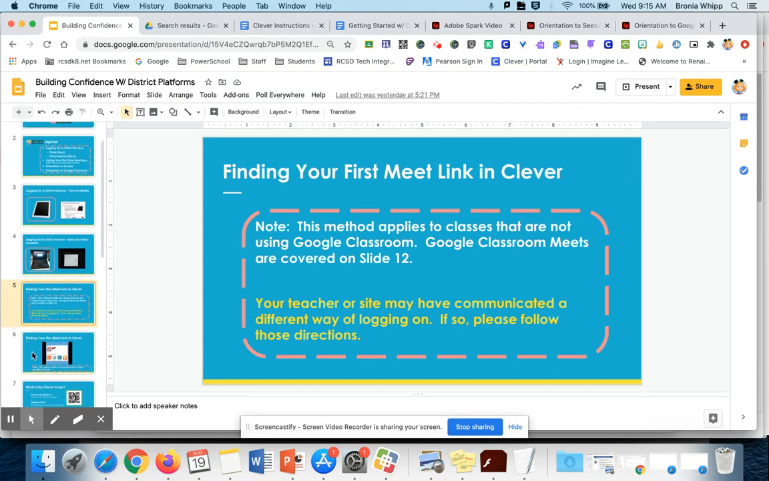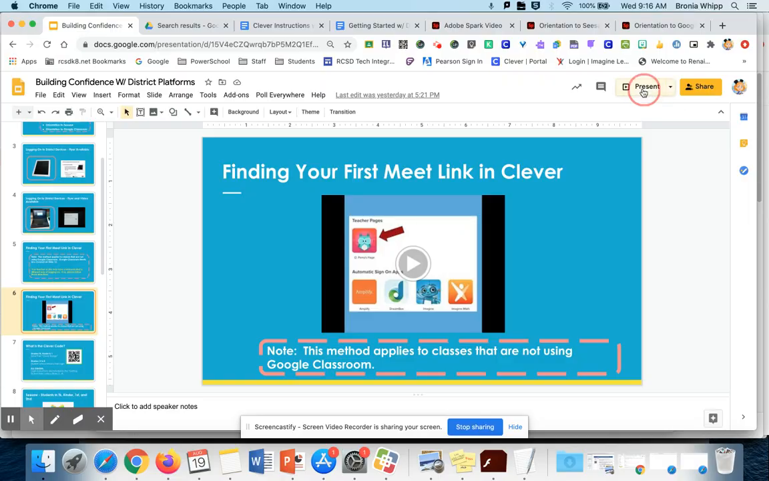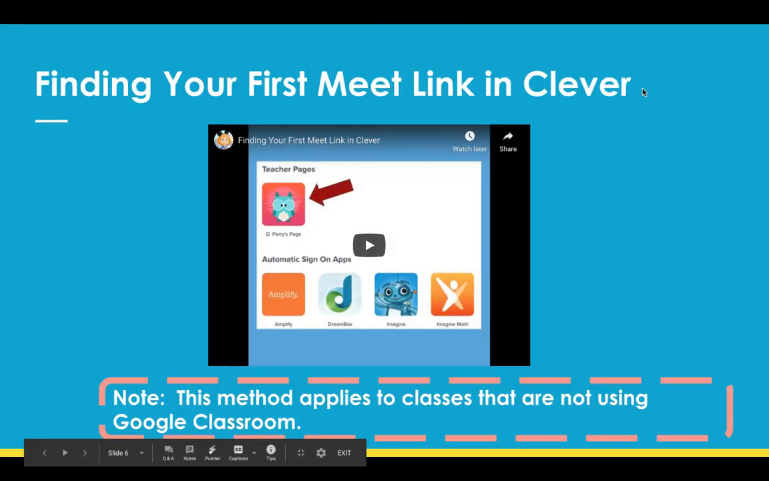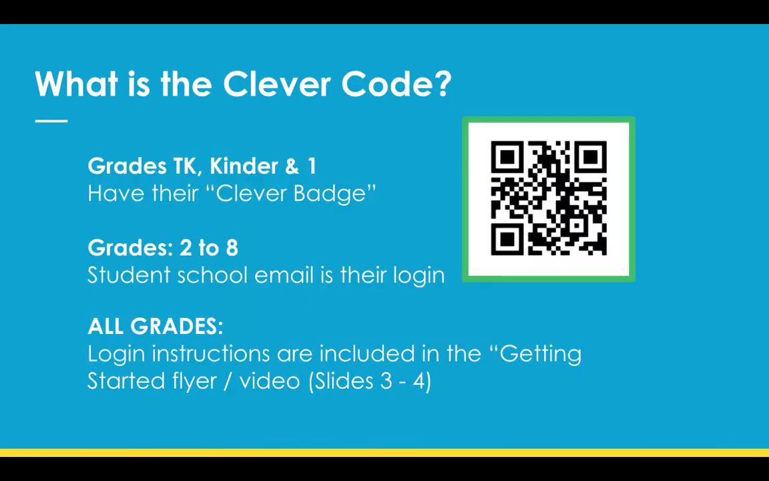Some families are finding that when they log on to the very first Meet, they are asked for their child's username and password. That is located on the back of the iPad. If you type in the email address and password that you see on the back of your iPad, that will log you in. You will only need to do that once, and after that you will be able to just click on the Meet link without having to log in through Clever.